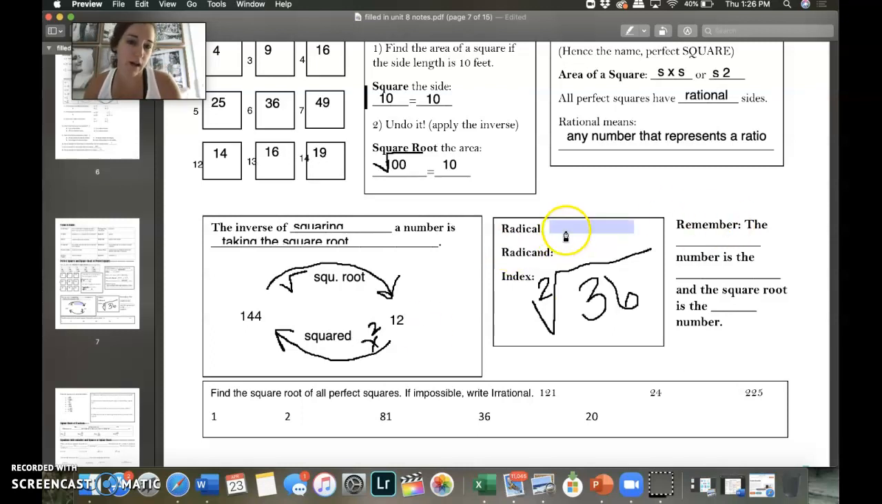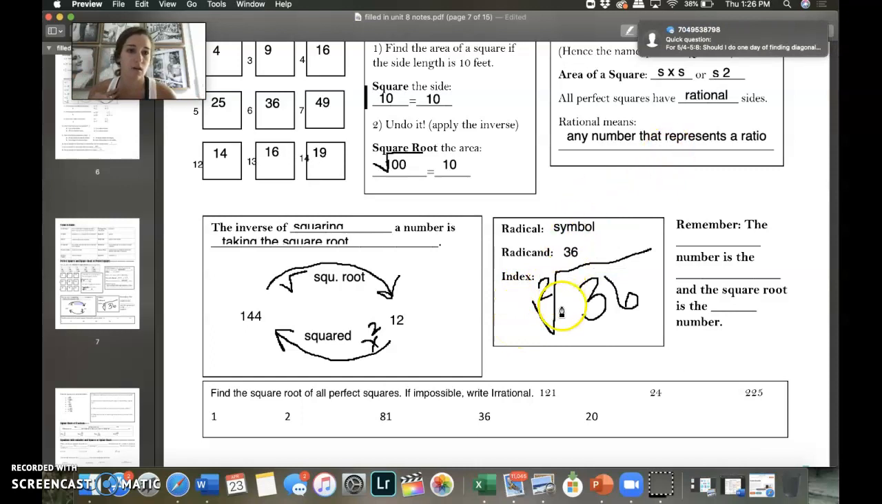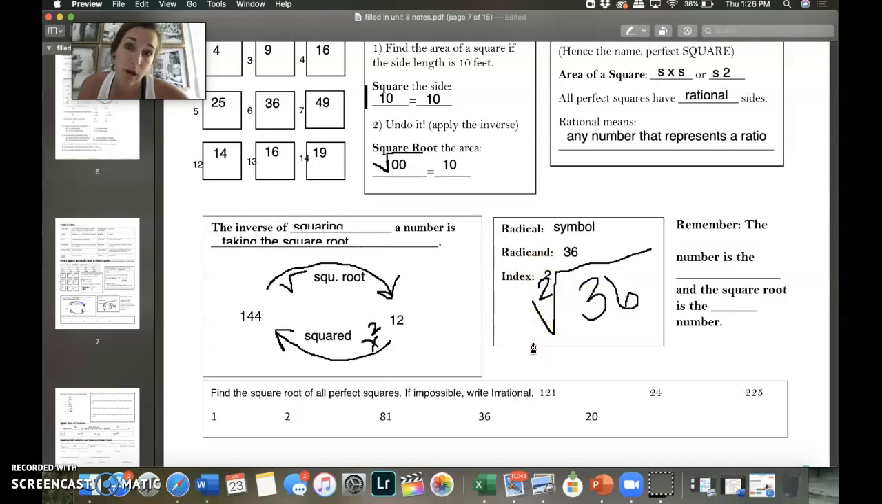Okay, so radical. The radical is actually the symbol here. That almost looks like a division box, but it's got a little check mark in front. So radical is the symbol. The radicand is the number underneath. So my radicand here is going to be 36. And then the index. Sometimes you don't see an index. Your index is always going to be 2 if you don't see an index. So that means we're taking the square root.